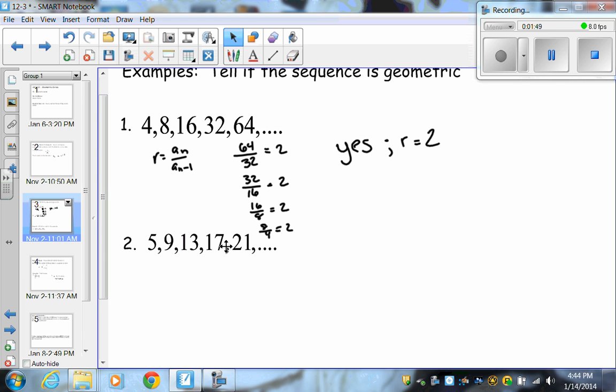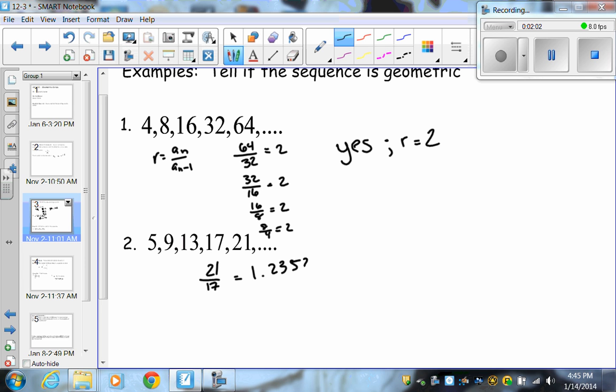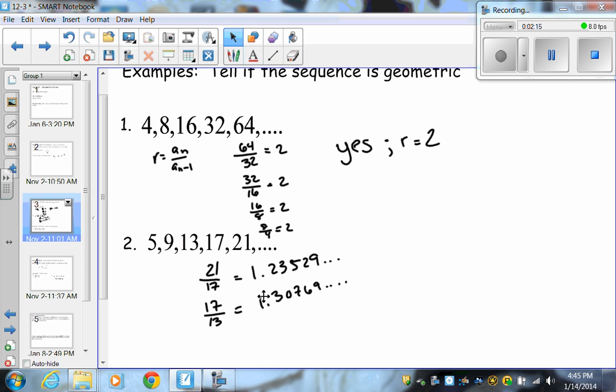On example 2, we would have 21 over 17, and we do not round the decimals, we leave them exactly as they are. So this would be 1.23529, and you can keep going. Then 17 over 13 would give you 1.30769, and so forth. Since these are not equal to one another, this is not a geometric sequence.